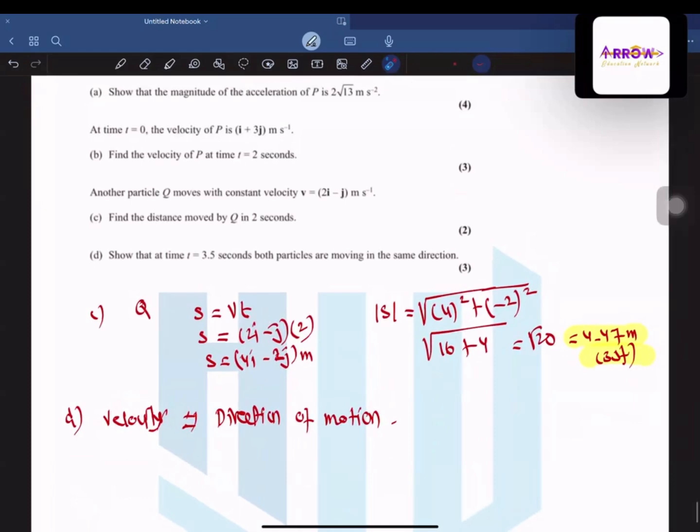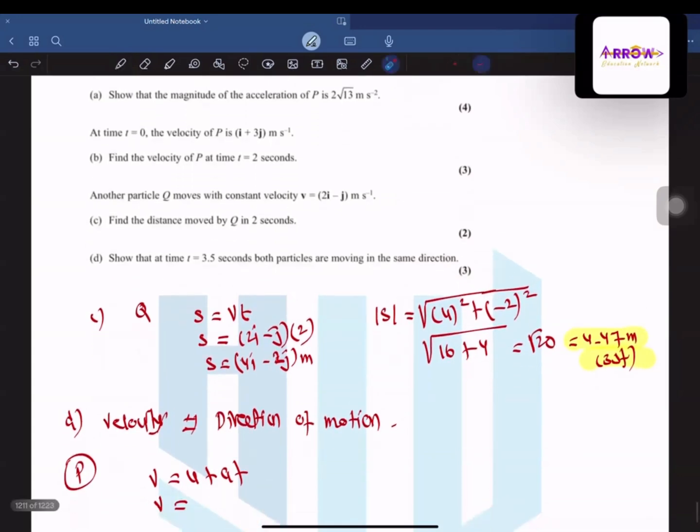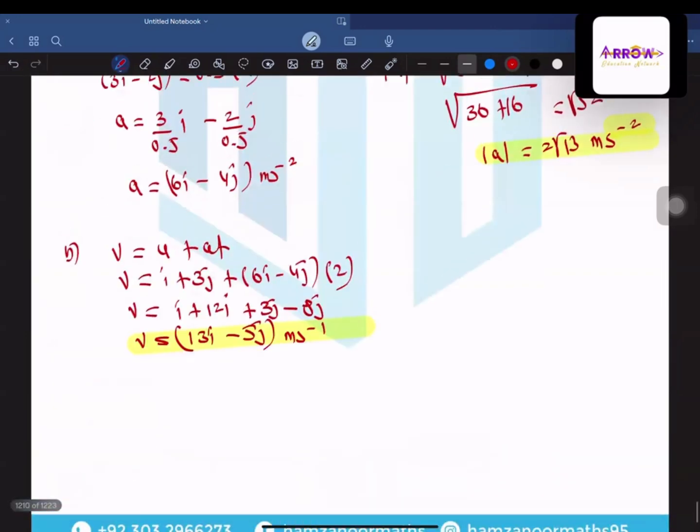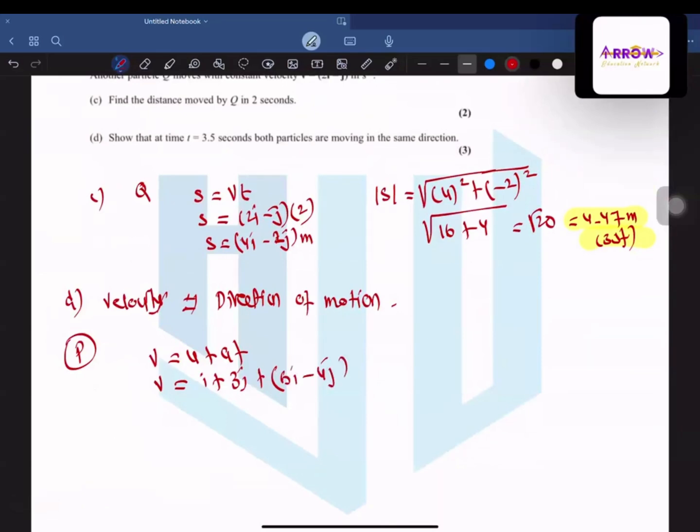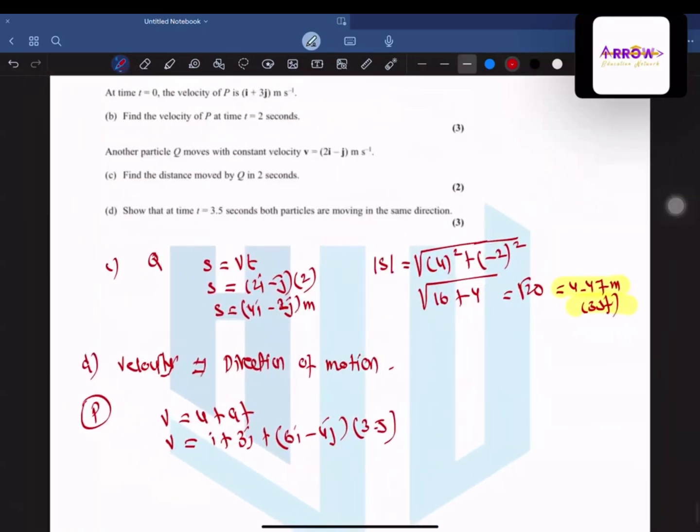So at t equals 3.5, we need to identify the velocity vectors of particle P and particle Q. If I consider particle P first, since particle P has constant acceleration, meaning the velocity is variable, v equals u plus at, and at t equals 3.5 I need to find the final velocity vector of particle P. The initial velocity vector of particle P was i plus 3j, and the constant acceleration of particle P we found in the earlier part A, 6i minus 4j, and time is 3.5 seconds.